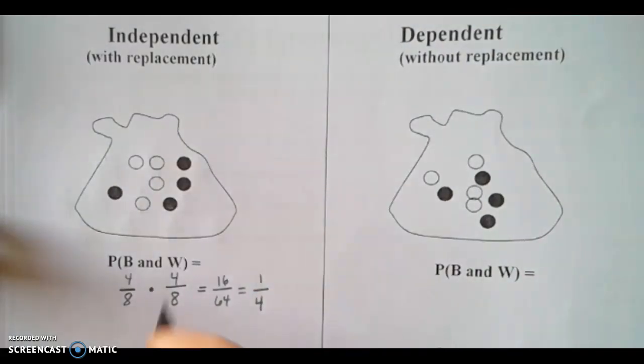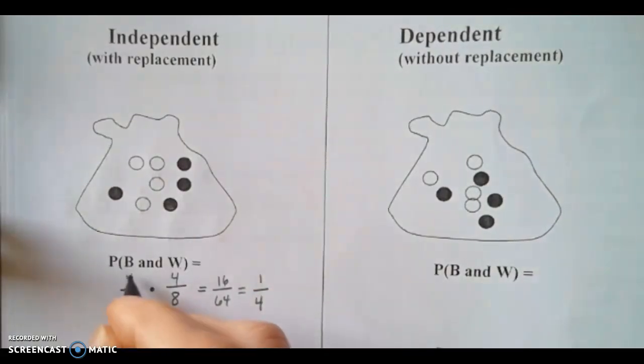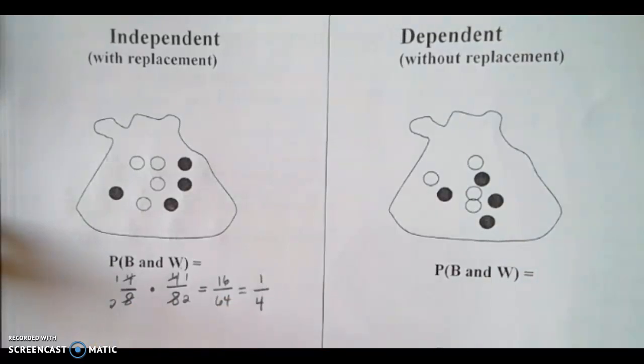Okay, and remember, you can simplify early. 4 and 8 have a common factor. This can become 1/2. This can also become 1/2. 1 times 1 is 1. 2 times 2 is 4.